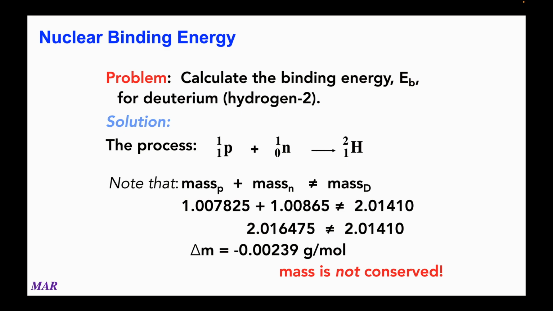Like you would find a delta M, final minus initial. That would be the deuterium minus the proton and neutron. It's the final state minus the initial state. And goodness gracious, we are losing mass. We have lost minus 0.00239 grams per mole.